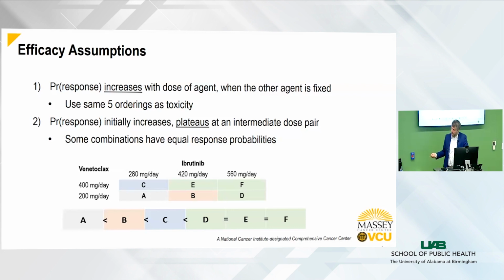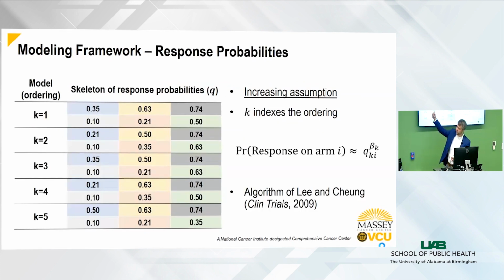So it could be perhaps I have something like this. A is less than B is less than C is less than D, and then D equal F, E equal F, right? And I have this plateau. So I can account for these different types of possibilities in skeleton specification, okay? So that's what we did. So under the increasing assumption, right, I have a different representation of that power model to represent that I'm talking about efficacy here, but basically the same model. And these pre-specified constants under each of those ordering assumptions.